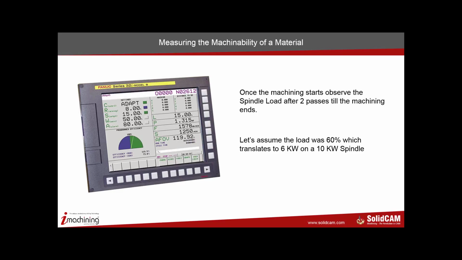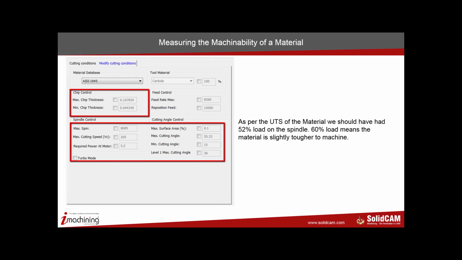Let's assume the load on the spindle meter was being shown as 60% and not 52%, which translates to 6 kilowatt. So 6 kilowatt is being used for cut and not 5.2. What does this mean? It means that as per the UTS and the machinability of the material, we should have had a result of 5.2 kilowatt being consumed on the spindle, but we are getting 6 kilowatt, which means the material is slightly tougher than what the UTS is suggesting.